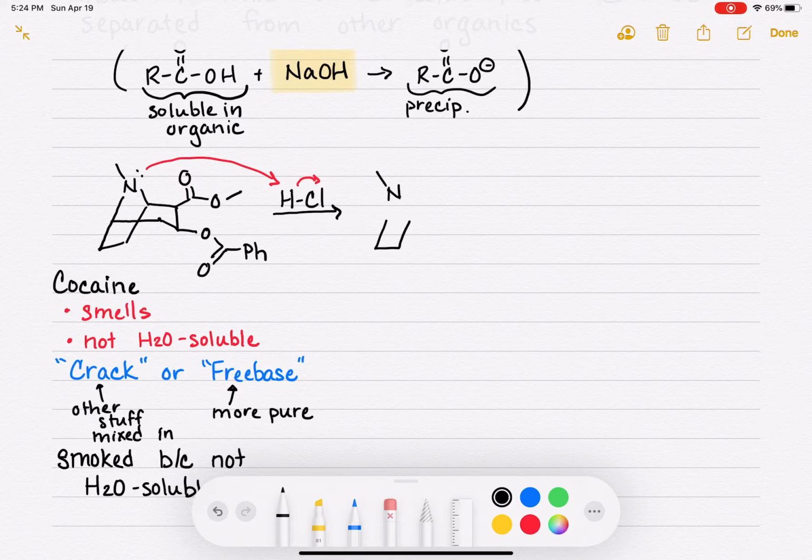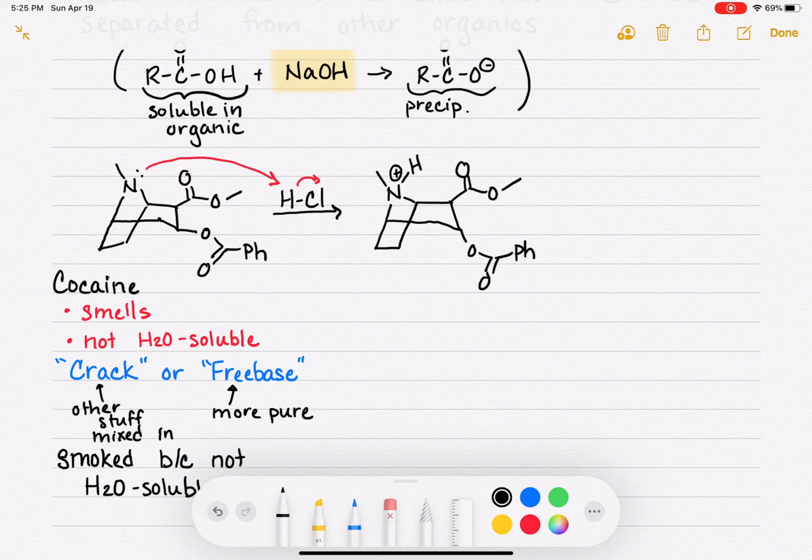Here's my opportunity to draw a better looking bicyclic. So we're just putting a proton on that nitrogen. No other functional group is going to be changed in this. And just by protonating that nitrogen, now we've turned it into a quaternary, and it's ionic. Just like that, it becomes water soluble.